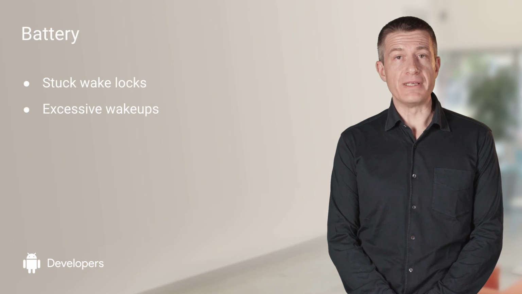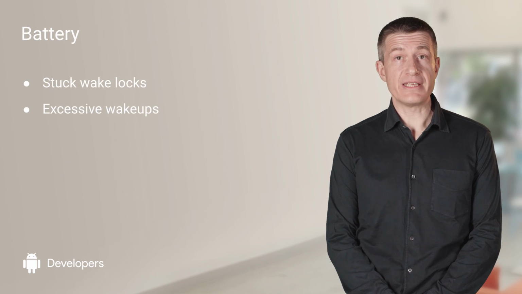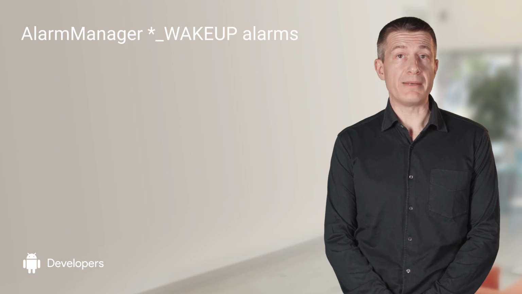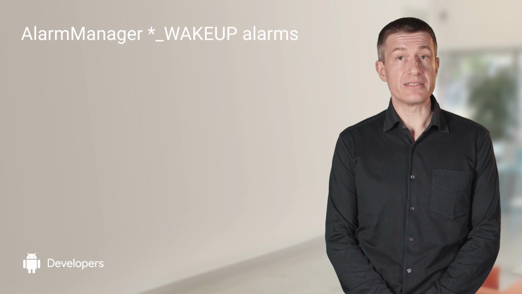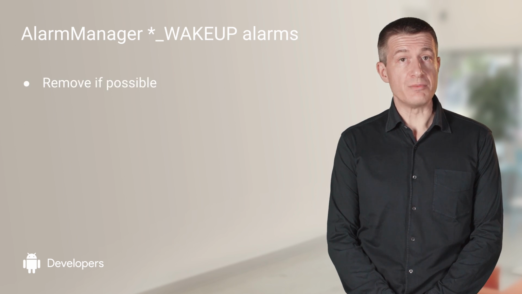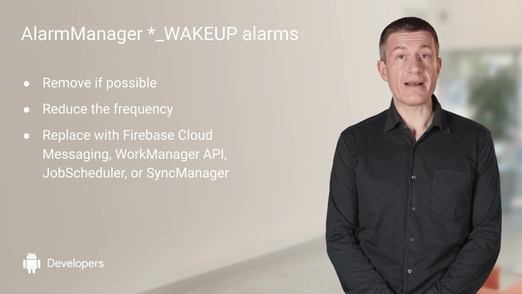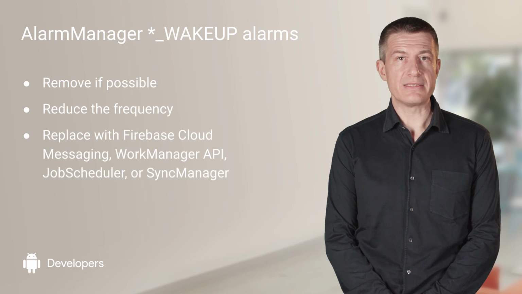The second half of the Android Vitals battery equation is excessive wake-ups. The main contributor to excessive wake-ups is the use of the old Alarm Manager API, specifically the wake-up type of alarms. When working with Alarm Manager, there are 3 R's that you should consider. Remove calls to wake-up alarms if possible, reduce the frequency if you have to use wake-up alarms, and replace your alarm with other APIs.